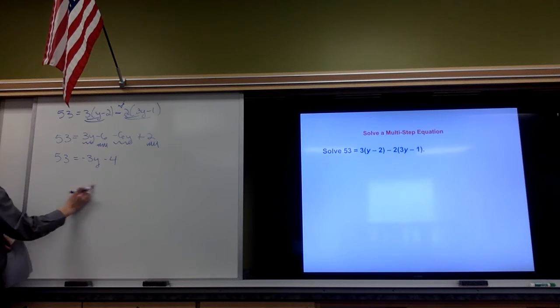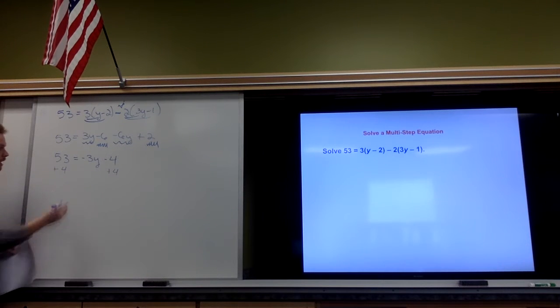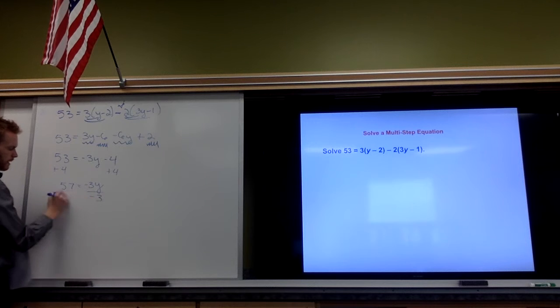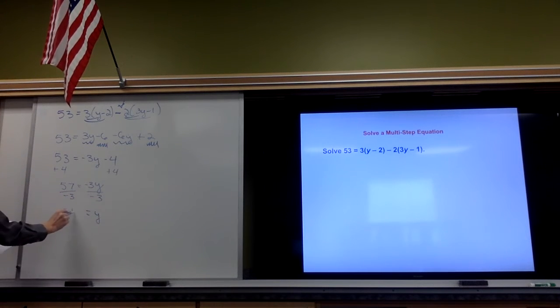We're going to add 4 to the other side to keep everything equal, right? So 57 equals negative 3y. And then last step to finish it, divide both sides by negative 3. Okay, so y would be equal to negative 19.